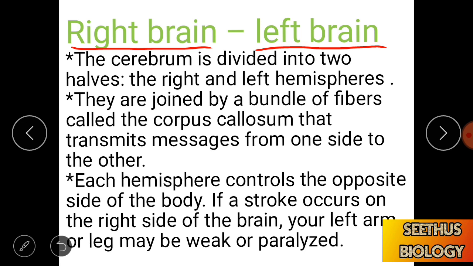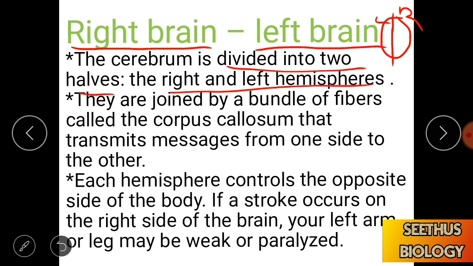Actually, I already said in the previous video that the brain is composed of three parts, that is the cerebrum, cerebellum and the brainstem, right? But the cerebrum is mainly composed of two hemispheres, that is the right hemisphere and the left hemisphere, like this. This is the cerebrum. One side is the left one and one side is the right one. So these two halves are nothing but the right brain and the left brain. See here, it is divided into two halves. Those are the right and left hemispheres.